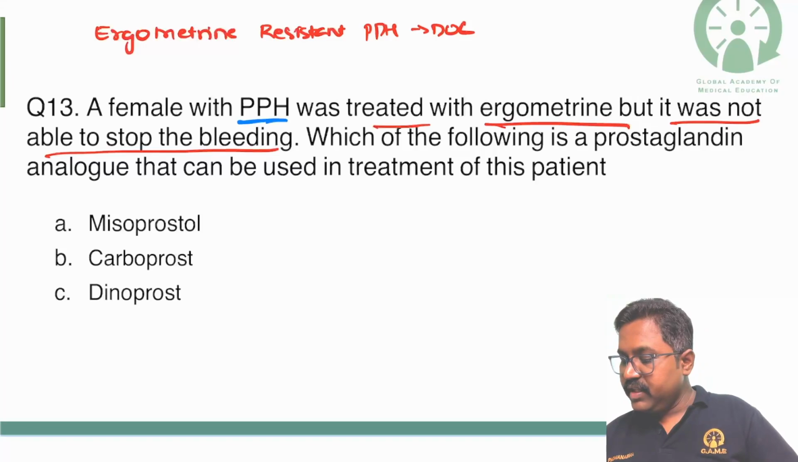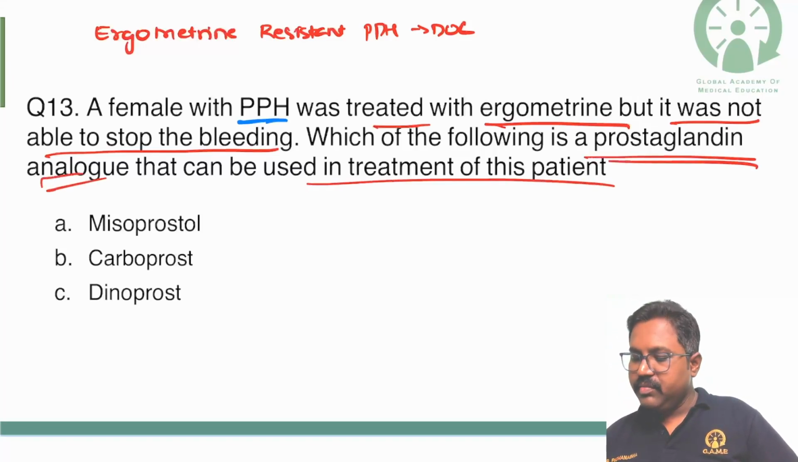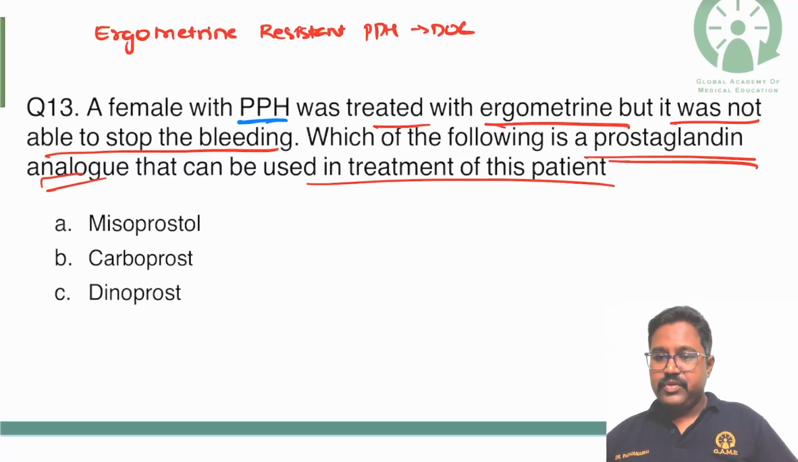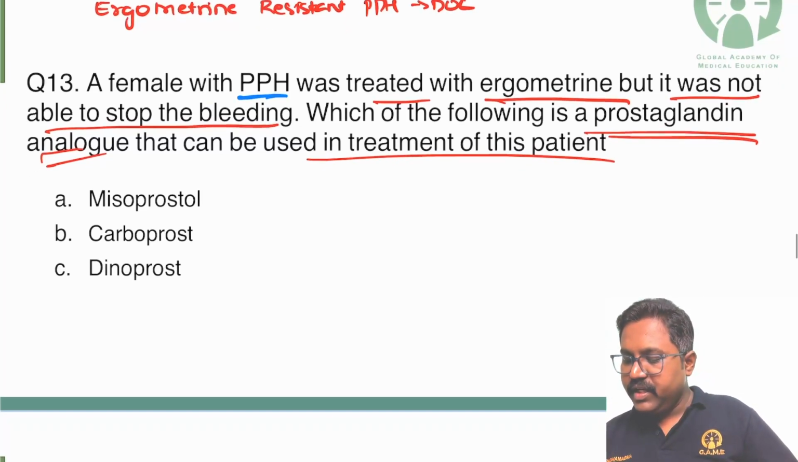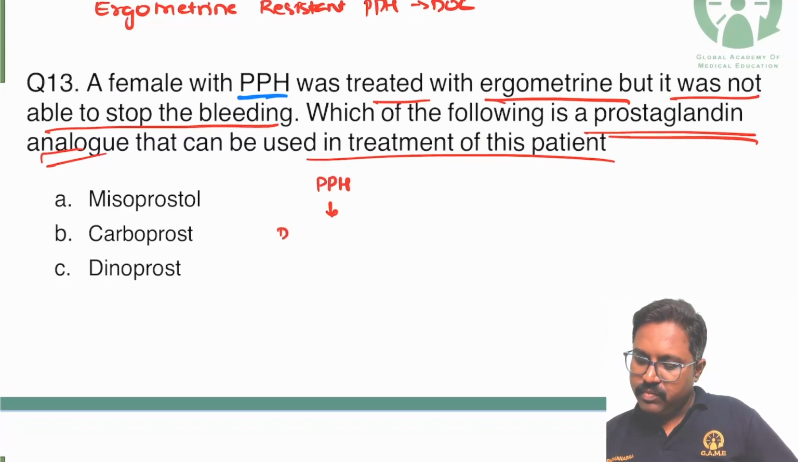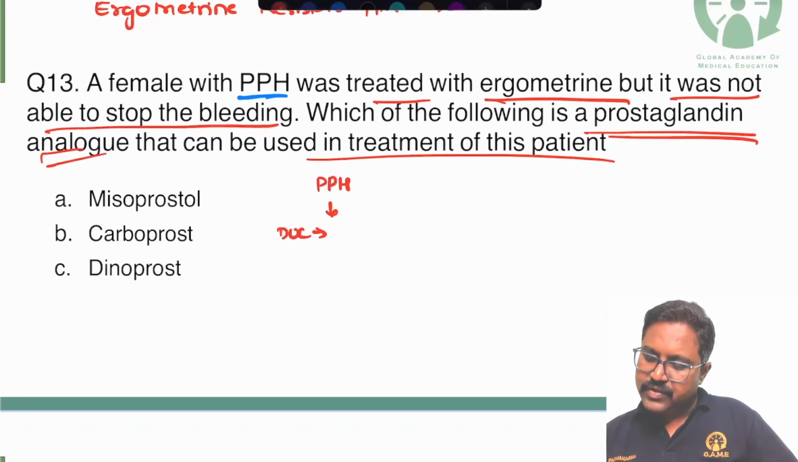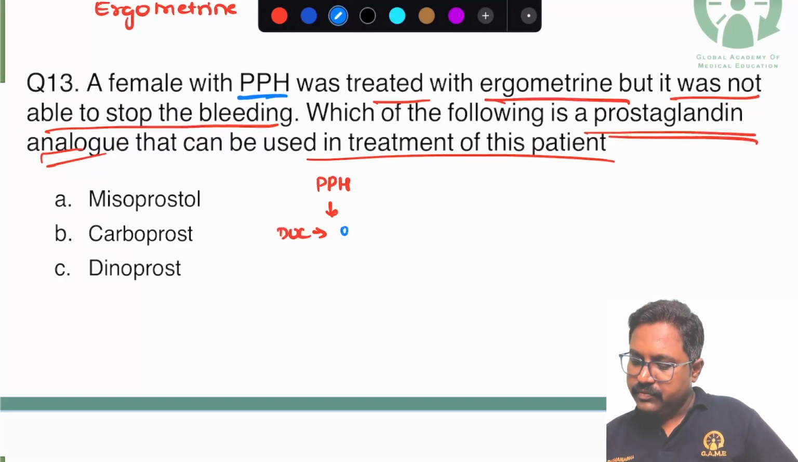They have also given the clue: which of the following prostaglandin analogs can be used in the treatment of this patient? There is no option of oxytocin. Whenever you treat a postpartum hemorrhage, the first drug of choice will be your oxytocin.